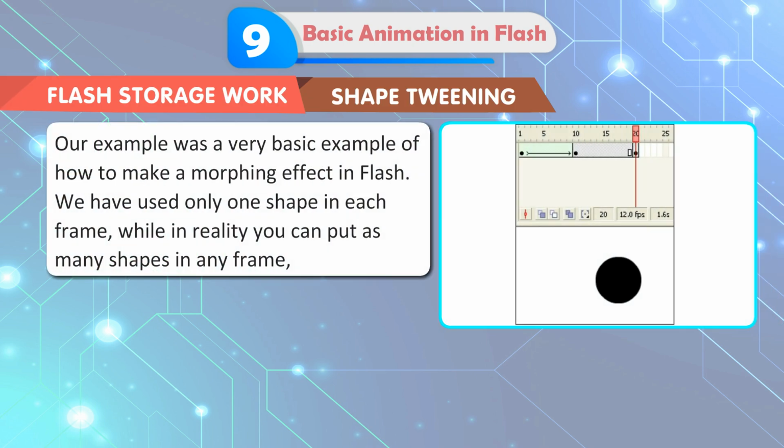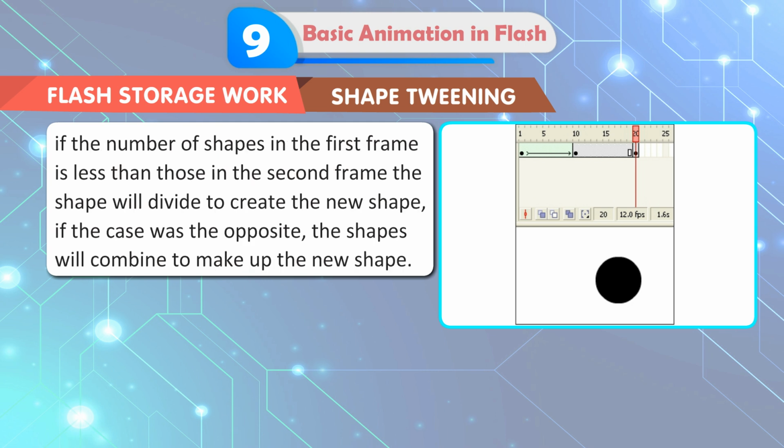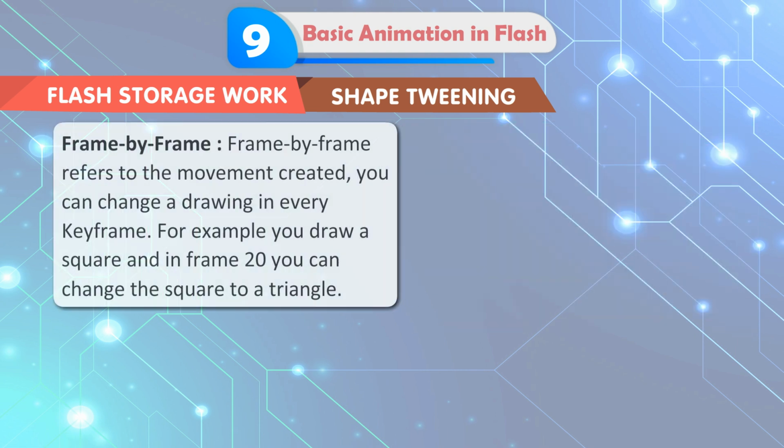Our example was a very basic example of how to make a morphing effect in Flash. We have used only one shape in each frame, while in reality you can put as many shapes in any frame. If the number of shapes in the first frame is less than those in the second frame, the shape will divide to create the new shape. If the case was the opposite, the shapes will combine to make up the new shape.